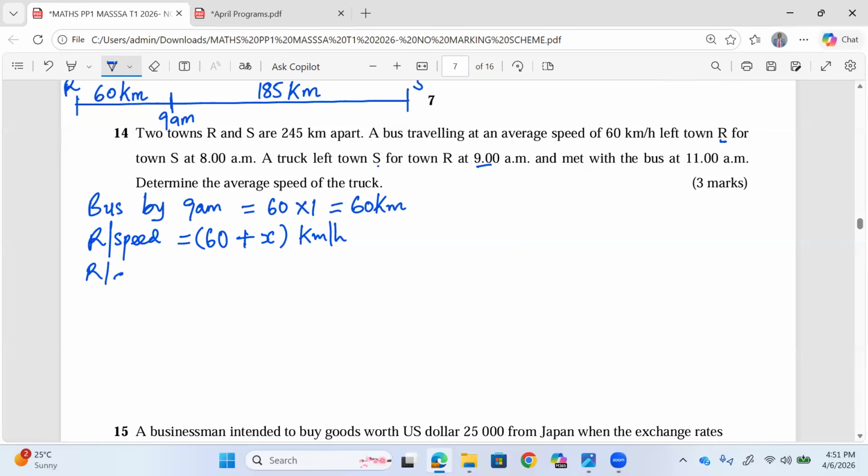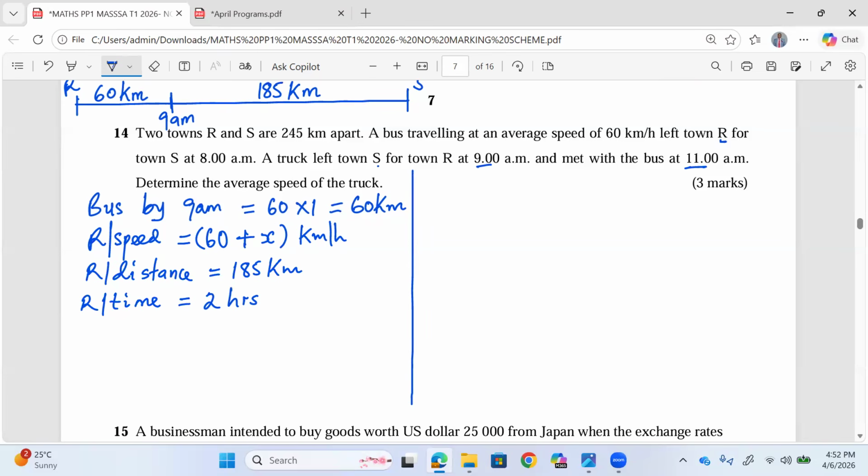So the relative distance, which distance is now being covered by the two vehicles jointly? 185 kilometers. What about the relative time? The time they shall take to cover the relative distance between them using the relative speed. From 9, they are going to meet at 11. So this is 2 complete hours. 2 complete hours is the relative time that they shall use.